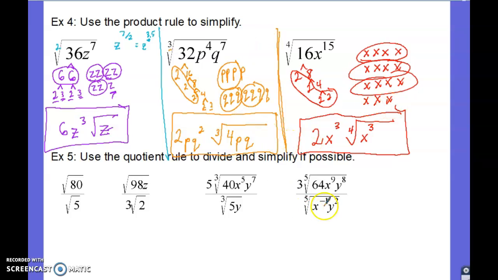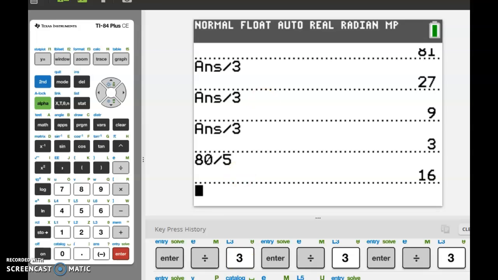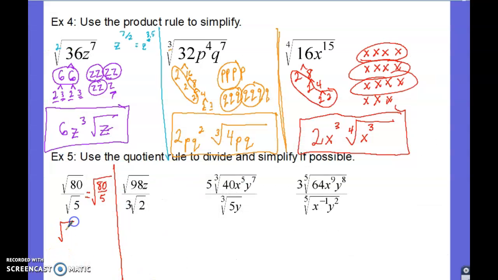Again, feel free to pause the video at any point, rewrite them, and try to go from there. So as I move on to exercise 5, I want you to recognize that you can divide as long as the index are the same. So the best way to do this problem would be to figure out what 80 divided by 5 is. So this is the same thing as the square root of 80 divided by 5. So just make sure that they have the same index and they're both radicals. So just to double check, I'm pretty confident that 80 divided by 5 is 16. Yep. So we're looking at the square root of 16, which we all know is exactly 4.